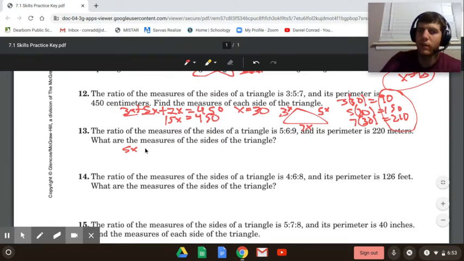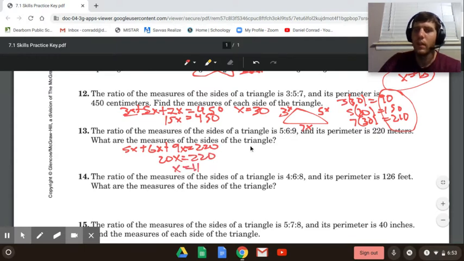So we're going to say 5x plus 6x plus 9x. And then the perimeter adds up to 220. So you combine like terms, that's going to be 20x equals 220. Divide by 20, so x is going to be equal to 11. And then your sides are going to be 5 times 11 is 55, 6 times 11 is 66, and then 9 times 11 is 99. And those should add up to 220.